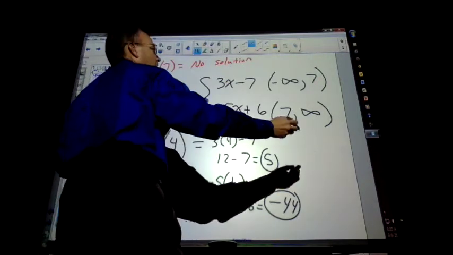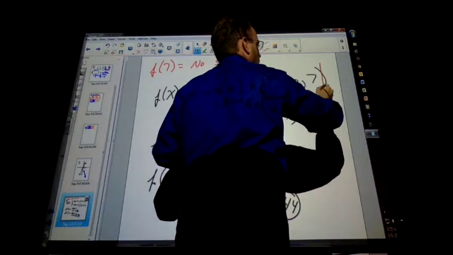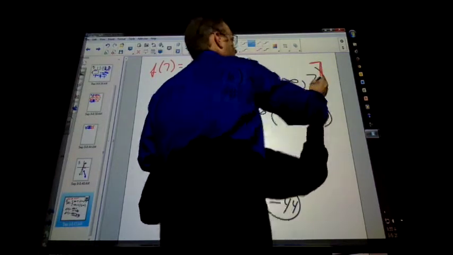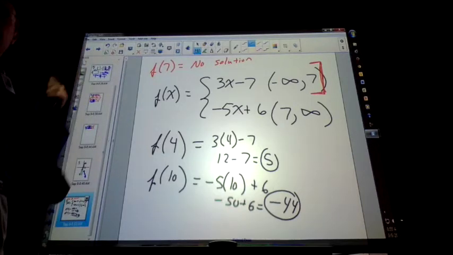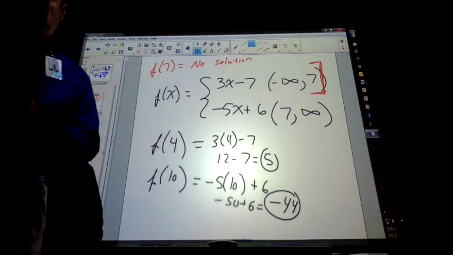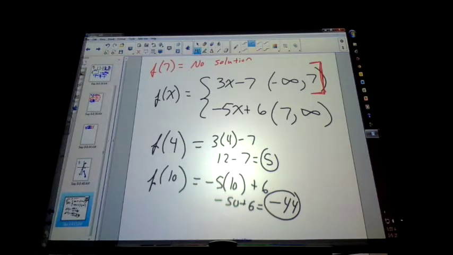Now, if I had a problem where this was a square bracket, that means we include 7, which means you would plug that into the other one. But as we had it originally written, there's not going to be a solution to the problem. Seem okay?